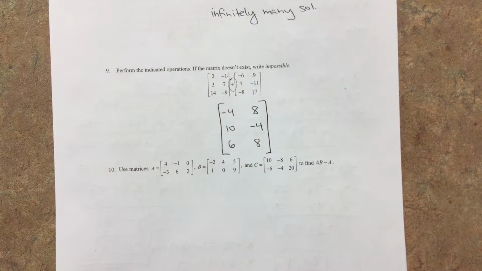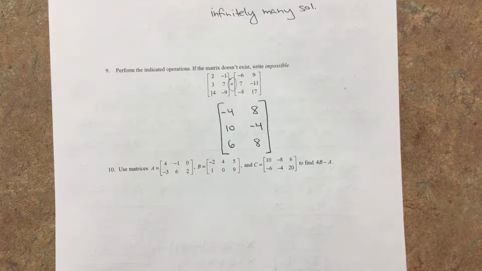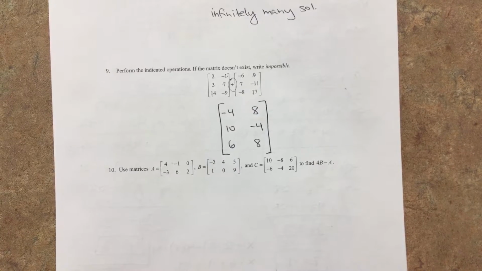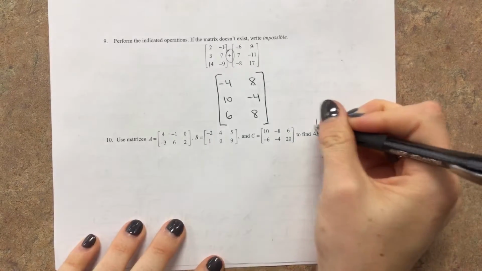So that's what you guys should have ended up with. That one should have been pretty straightforward. When you're adding or subtracting, you literally just go term by term like that. Okay. 10 is really similar. The one thing that 10 has is that you're also multiplying by a scalar.